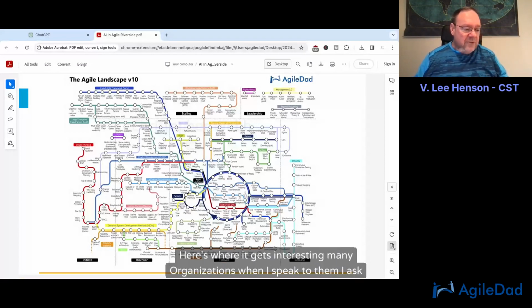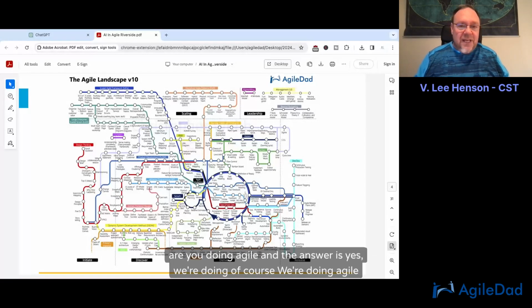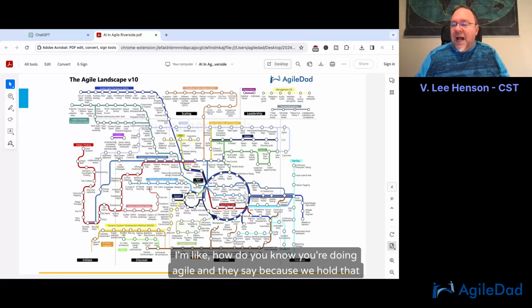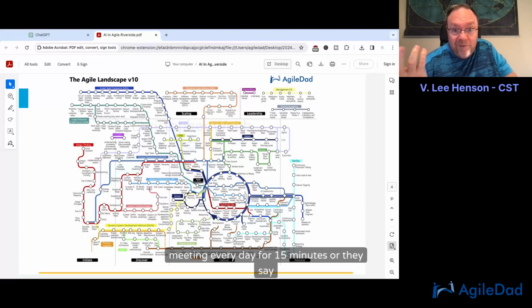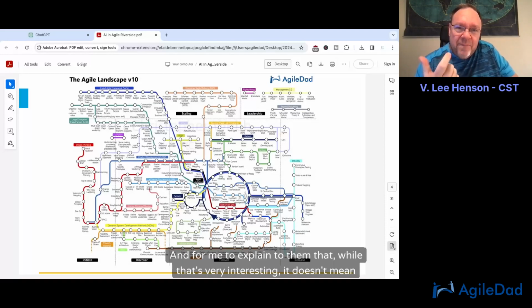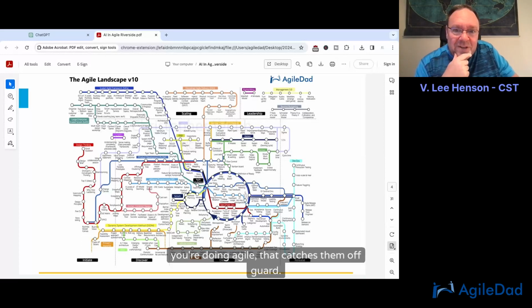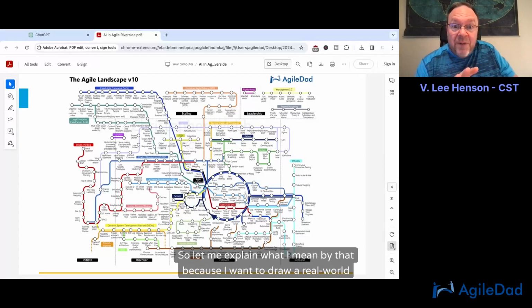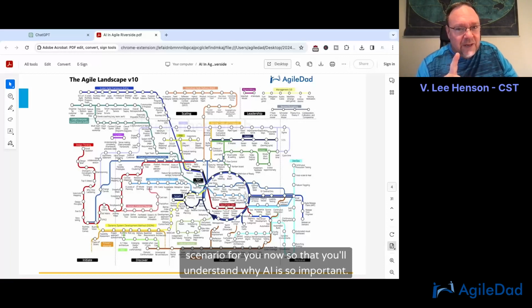Now, here's where it gets interesting. Many organizations, when I speak to them, I ask, are you doing Agile? And the answer is, yes, of course we're doing Agile. I'm like, how do you know you're doing Agile? And they say, because we hold that meeting every day for 15 minutes. Or they say, yeah, we're doing Agile because we break everything down into 2-week chunks. And for me to explain to them that, while that's very interesting, it doesn't mean you're doing Agile, that catches them off guard. So let me explain what I mean by that, because I want to draw a real-world scenario for you now so that you'll understand why AI is so important.